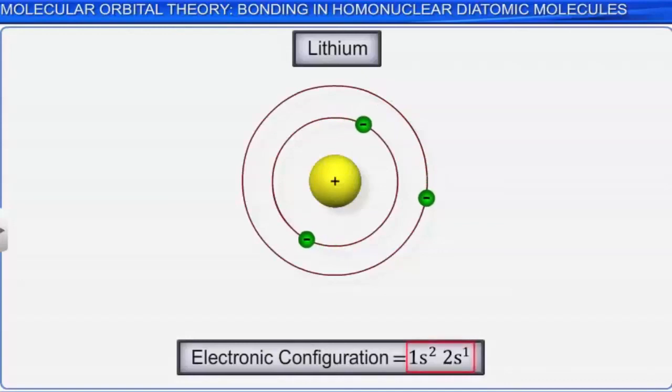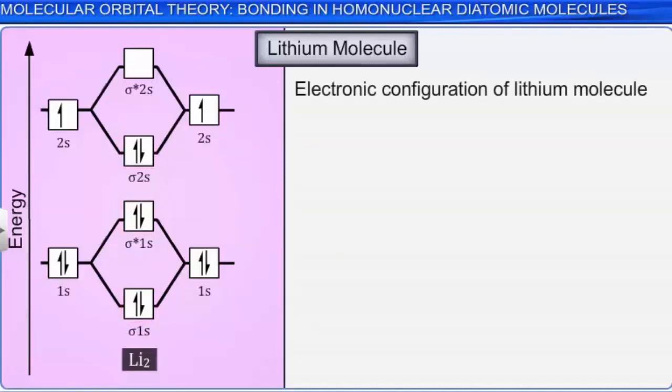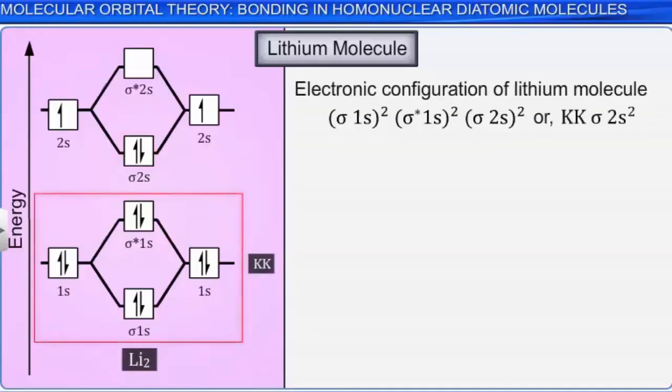Thus, there are 6 electrons in a lithium molecule. The electronic configuration of a lithium molecule is sigma 1s2, sigma star 1s2, sigma 2s2. This configuration is also written as KK sigma 2s2, where KK represents the closed K shell structure sigma 1s2, sigma star 1s2.